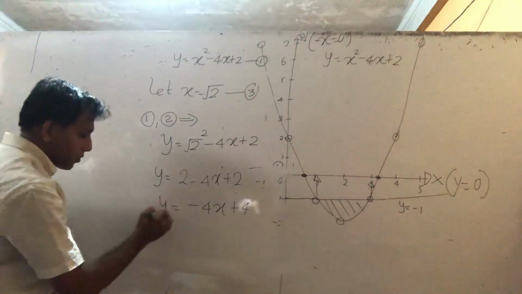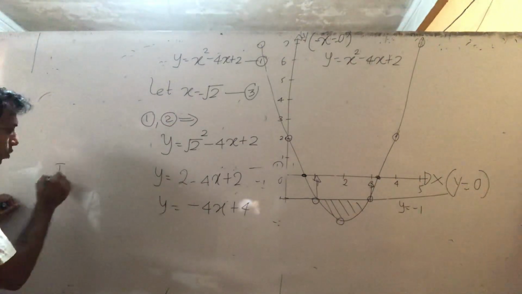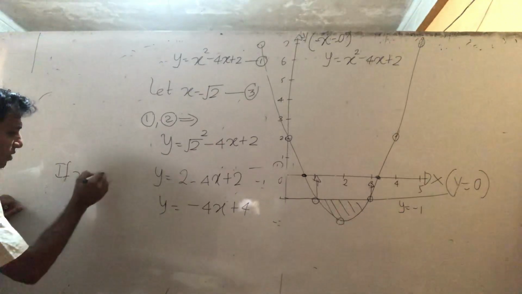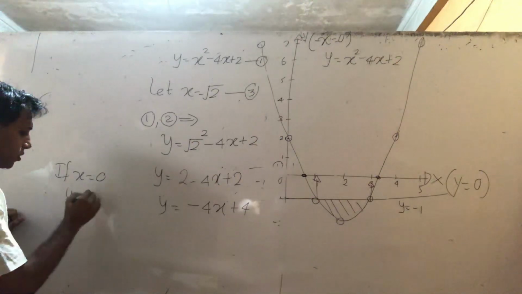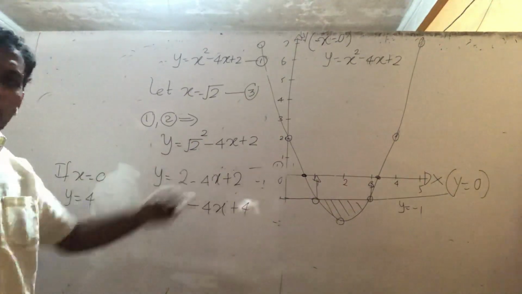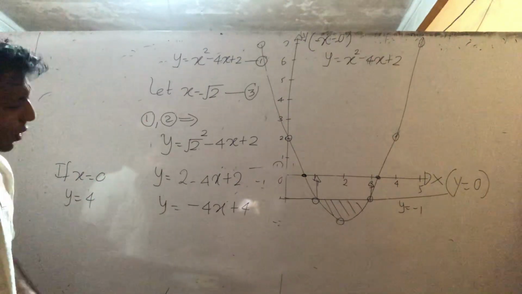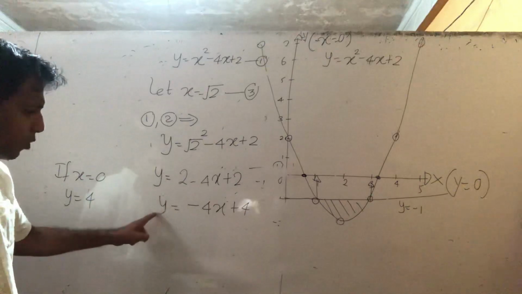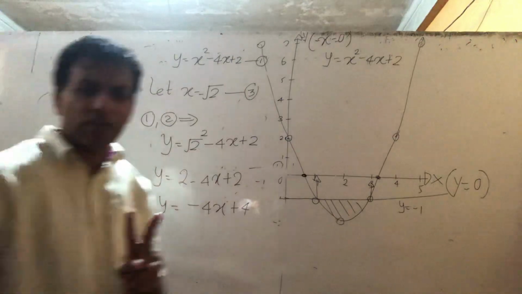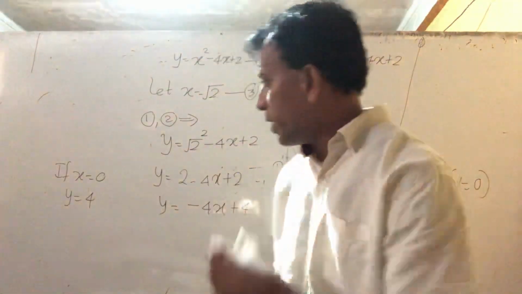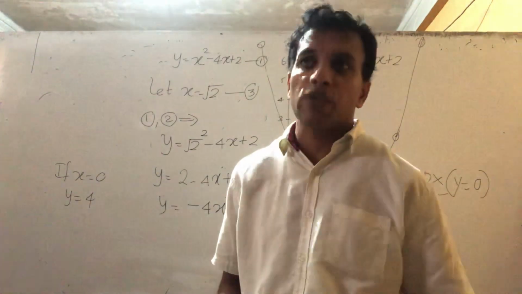So I put x as 0. If x equals 0, what is y? y equals 4. If x is 0, y is 4. And then another point also. If you put y as 0, what happens? That also you can find easily. 2 points are easy, right? The better points are: put x as 0 and find the y value, and substitute y as 0 and find the x value.